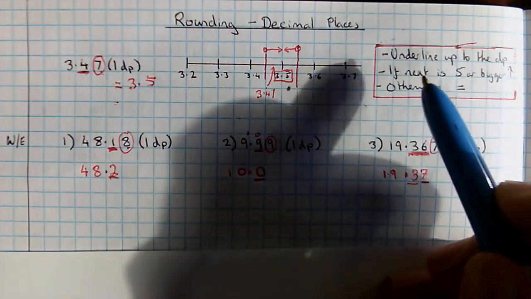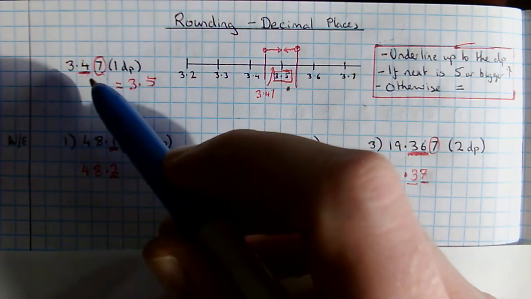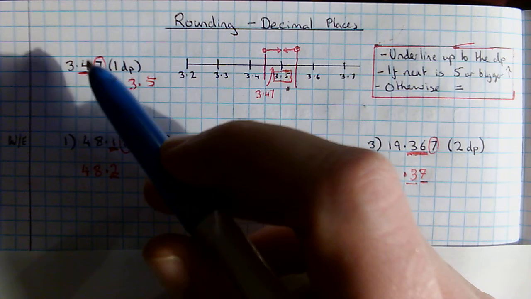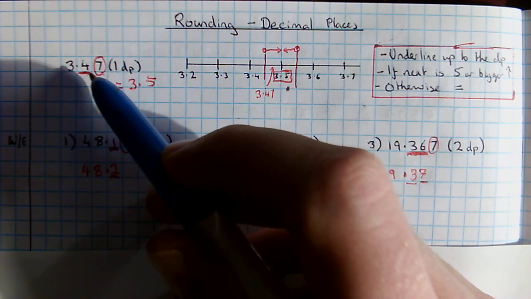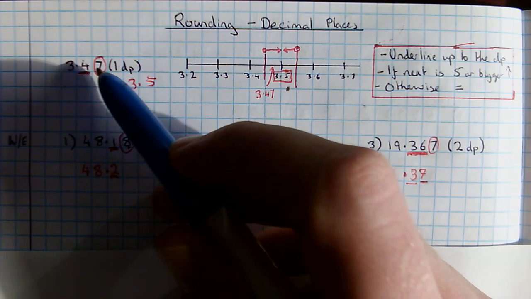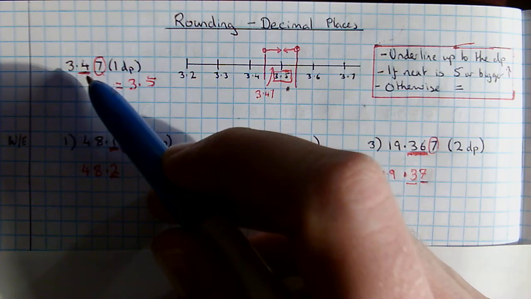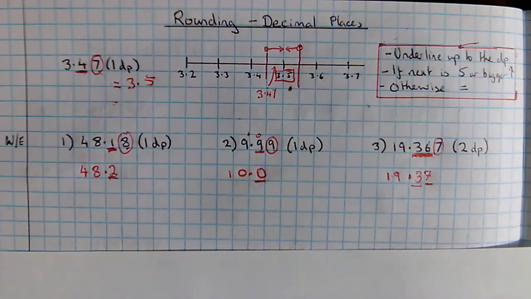I need to test if the next digit is 5 or bigger, then the underlined number is going to go up. If it's less than 5, then I round off, which means it stays the same. So 3.47, the 7 is going to push that 4 up to a 5, and it becomes 3.5. Let's now look at a few worked examples.